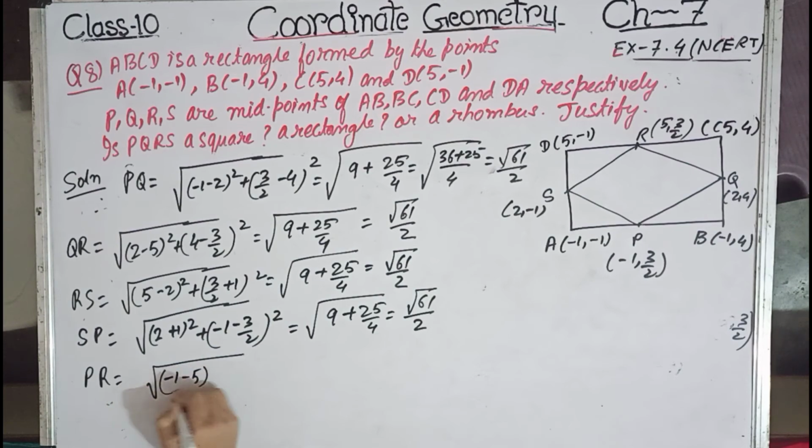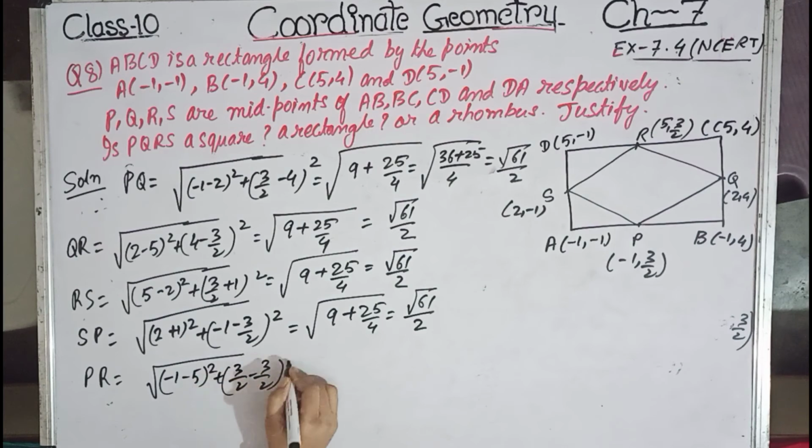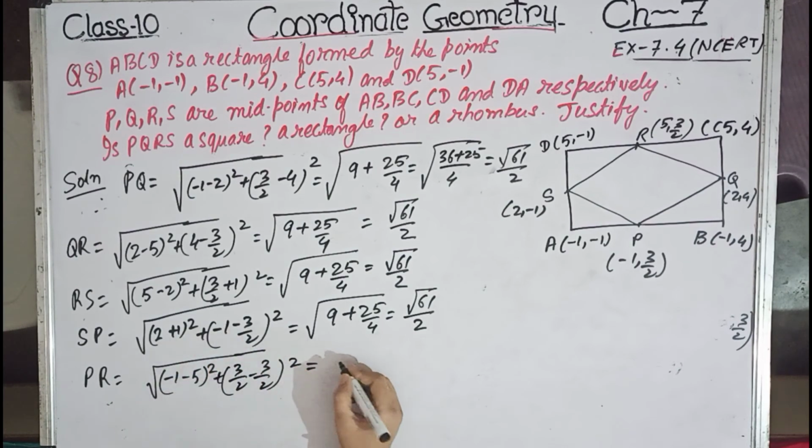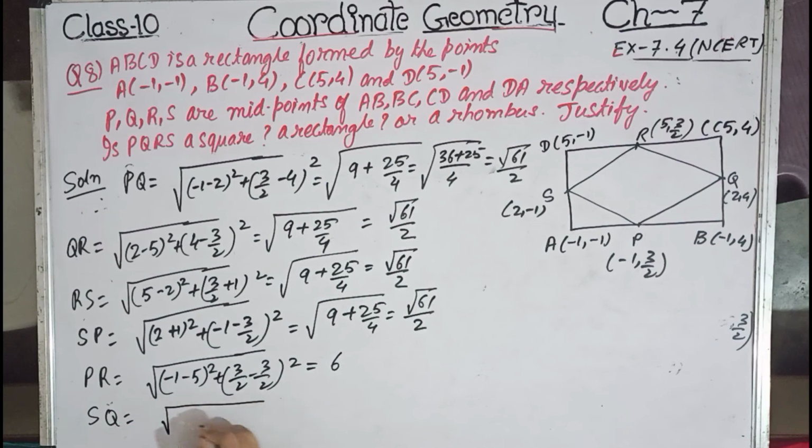under root (-1 minus 5) square plus (3/2 minus 3/2) square. So this will be equals to minus 6 square, that is equals to 6, because this is 0. And then SQ will be equals to under root (2 minus 2) square plus (minus 1 minus 4) square. So this will be equals to 0, and minus 1 minus 4 is minus 5, minus 5 square is 25, and hence it is 5.